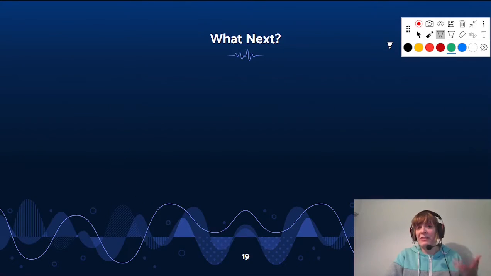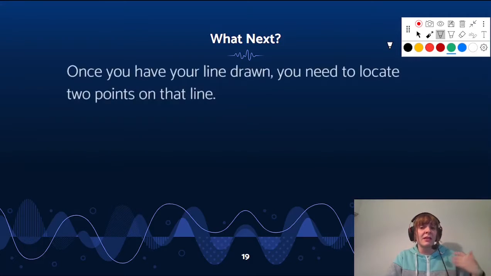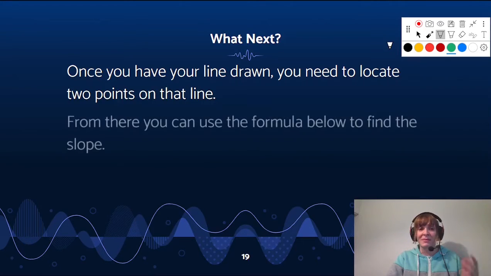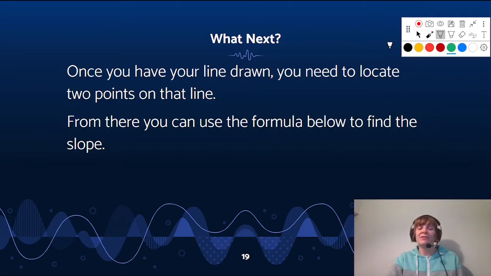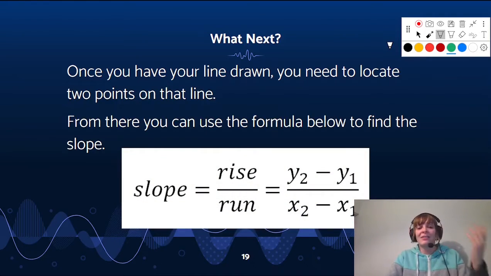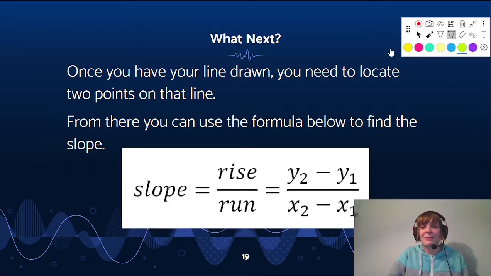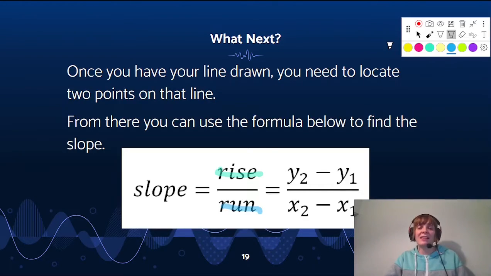So once you've identified your tangent line, what do we have to do next? Well, you need to locate 2 points on that line that you have drawn. So we're not looking at the curve anymore, we're looking at the straight line that you have drawn. From there, you can use that same formula that we use for finding the slope of a straight line. Again, the formula is slope is equal to the rise over the run, right? So we're looking at our y values, and then we're looking at our x values, and then we're dividing them.